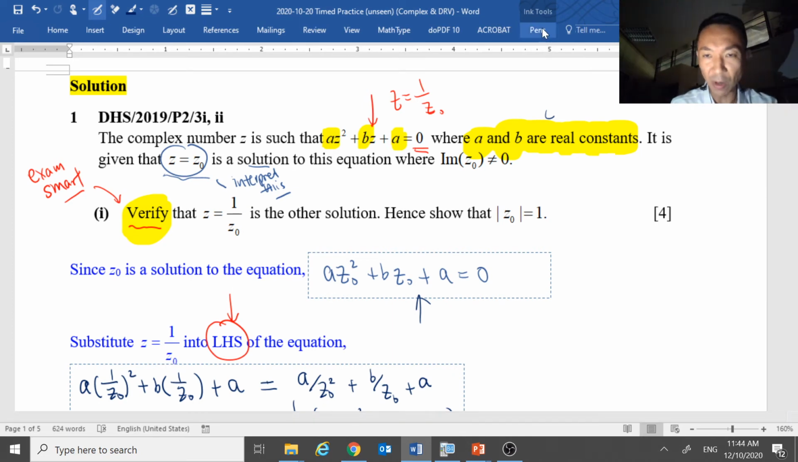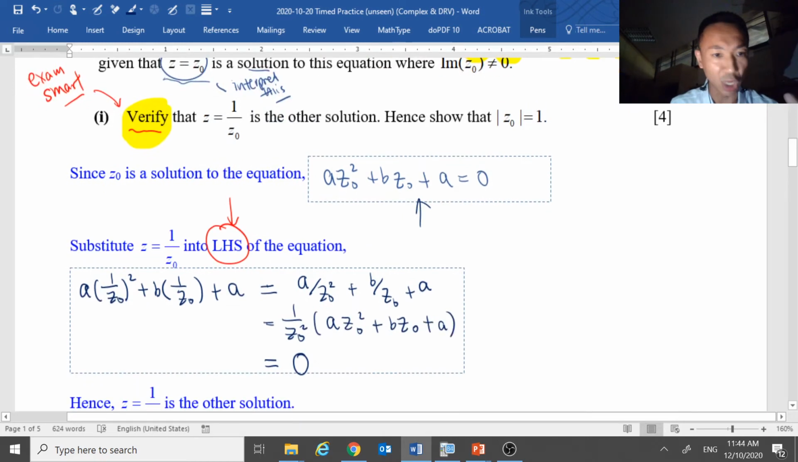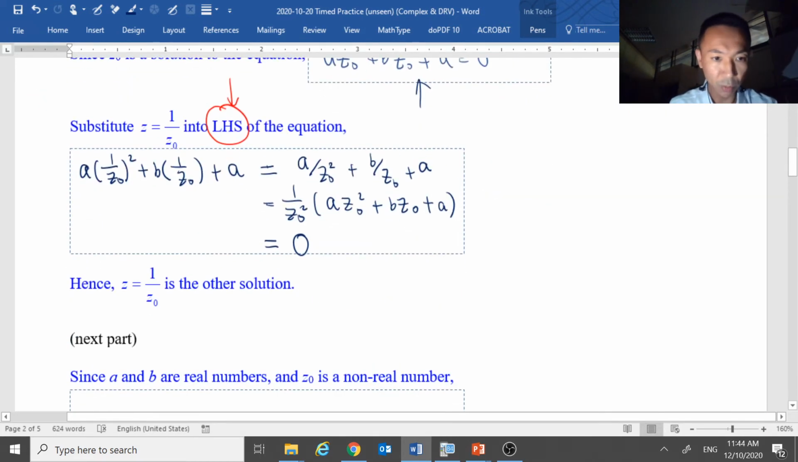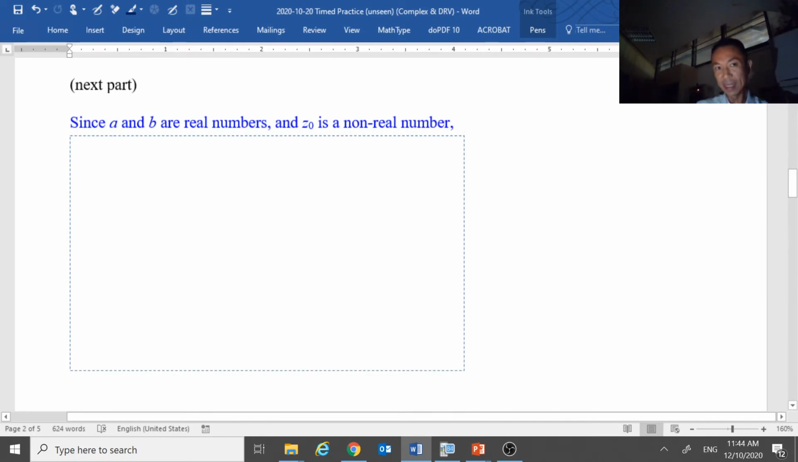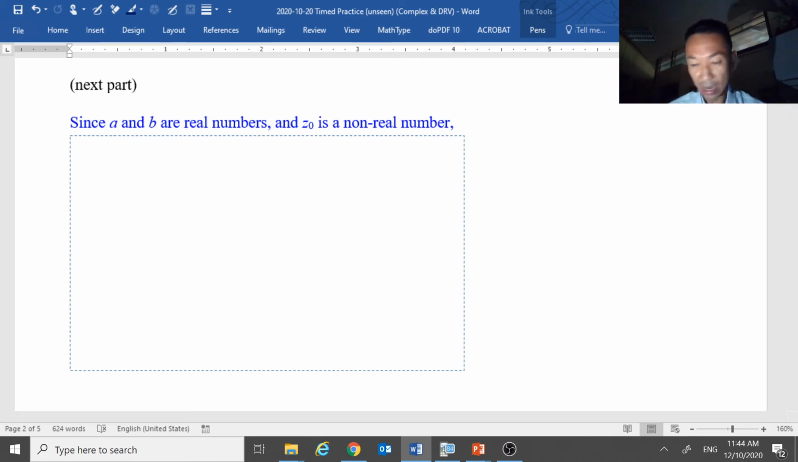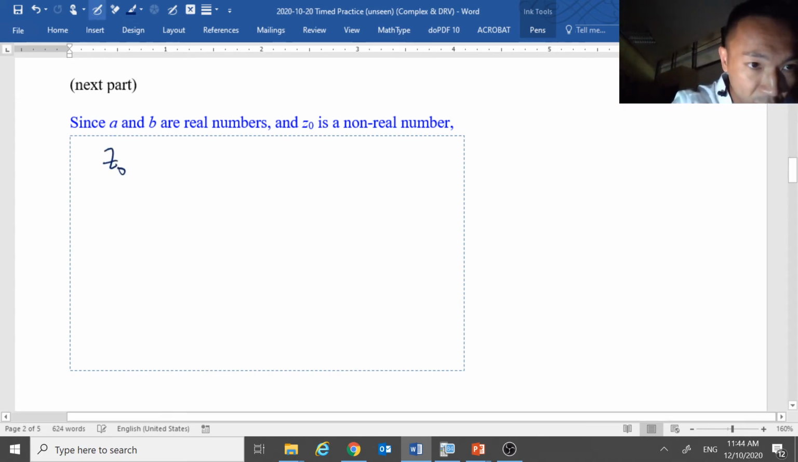Now, if the coefficients are real, what do you learn? You learn that the roots occur in conjugate pairs. So the next part, since the coefficients are all real, and z0 is a non-real number, then can I say that the solutions occur in conjugate pairs? Then therefore, your z0 conjugate actually is the same. This is the conjugate of the first root, and then this is the second root.